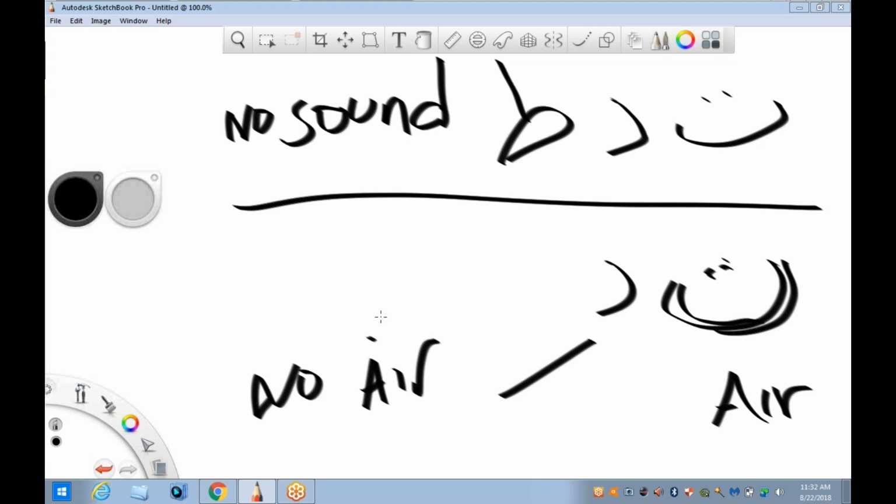Now we want to look at the difference between the ta and the ta.